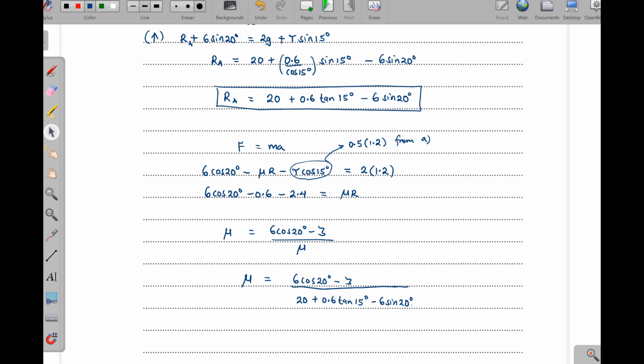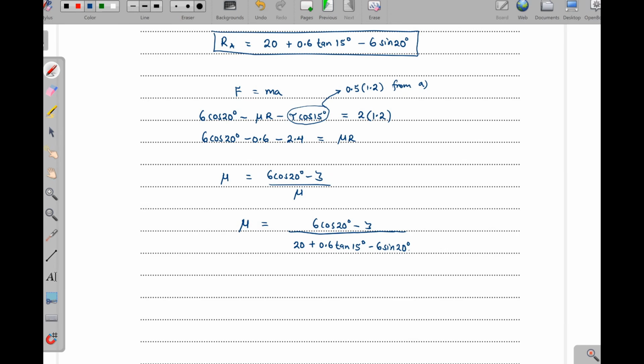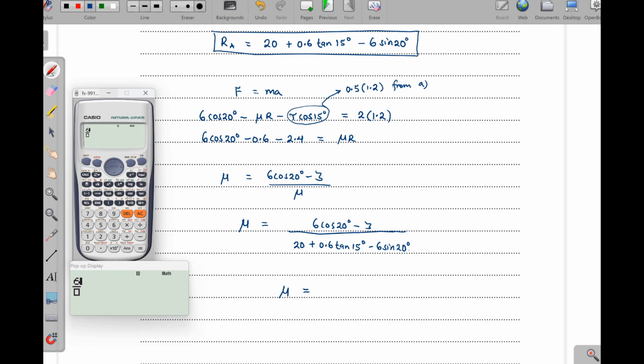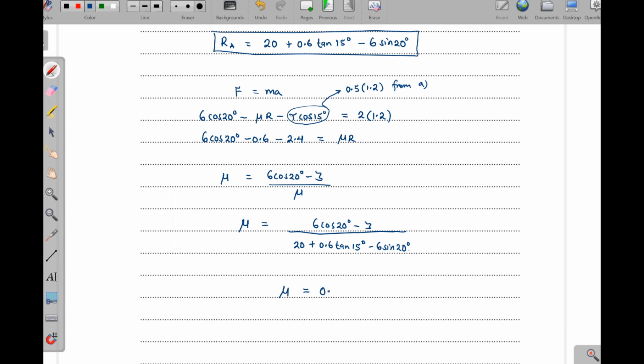Now we put this one in the calculator and we write our answer to 3 significant figures. So what will be our mu? 6 cosine of 20, minus 3, then down here we are having 20 plus 0.6 tan of 15, then minus 6 sine of 20. Then this one gives us 0.146 to 3 significant figures, and that is that.